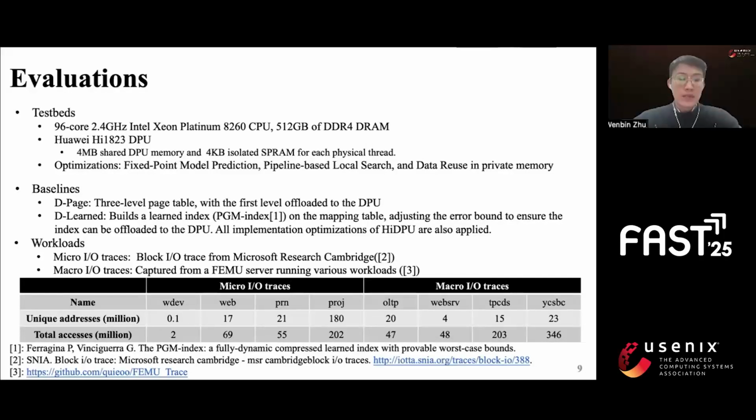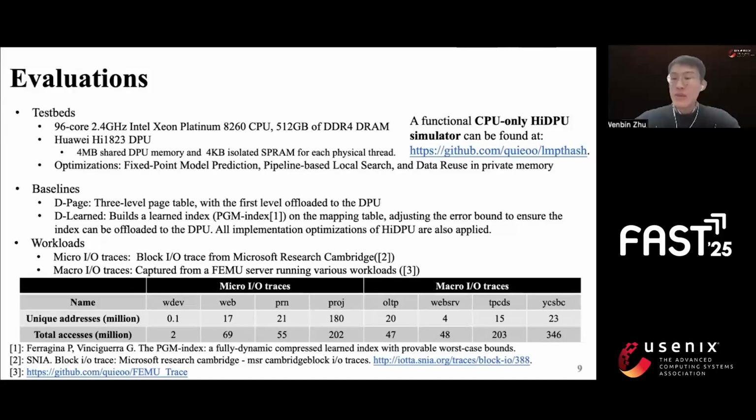Workloads used in the experiment are from two sources. The first is Microsoft Research Cambridge block I/O traces, and the second comes from the real-time I/O requests captured from a FEMU-based server running various real-world applications. This table shows the scale of traces. We have also open-sourced a functional CPU version of HiDPU. It doesn't rely on DPU and simulates all operations of HiDPU with only CPU instructions and host memory.